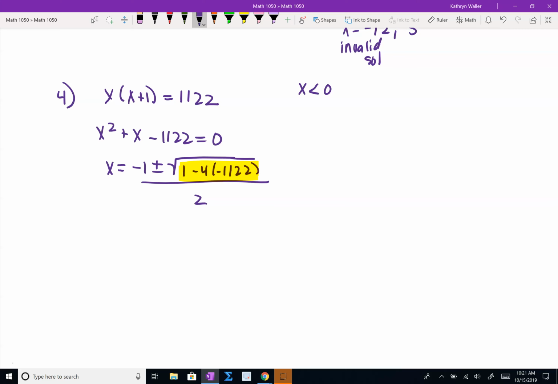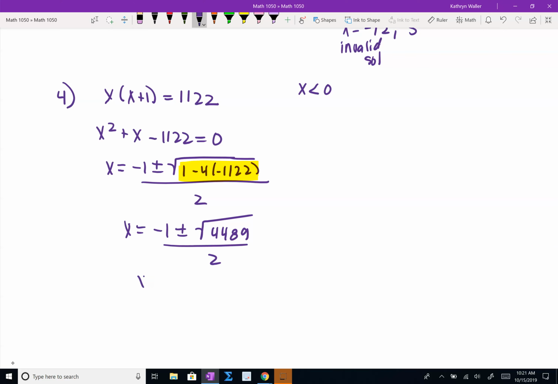So when you get to that point, I want you to put that yellow stuff in your calculator because so many people miss it. So 1 minus 4 parenthesis negative 1,122. Close it off, enter, and I get x equals negative 1 plus or minus the square root of 4,489 divided by 2. Now I bet 4,489 is a good number.